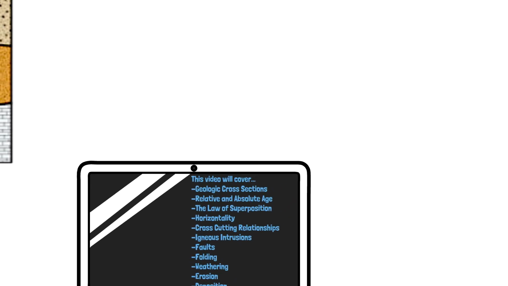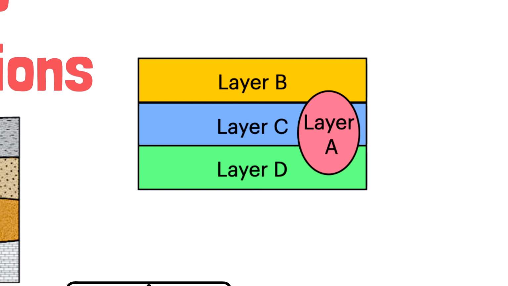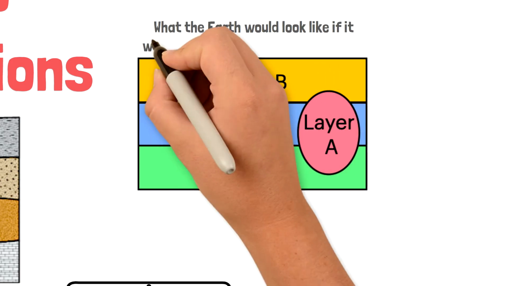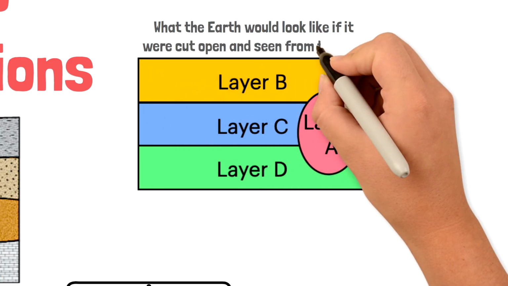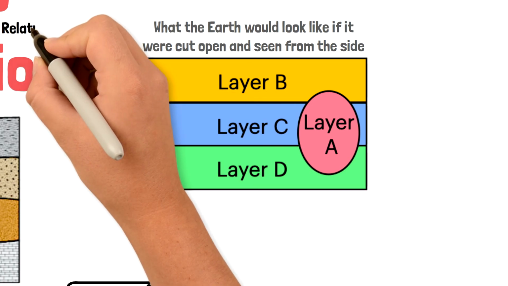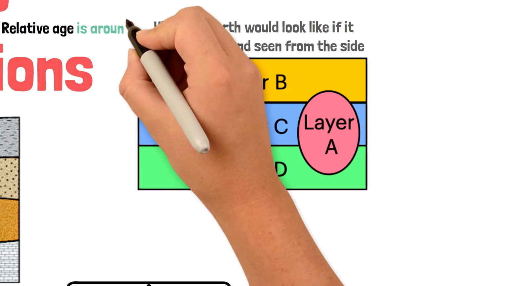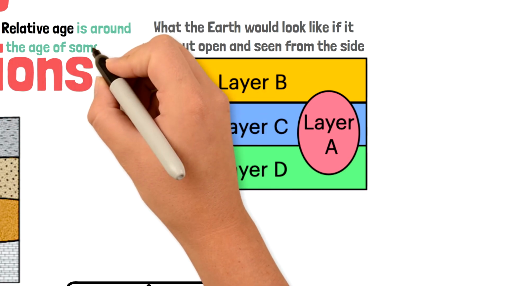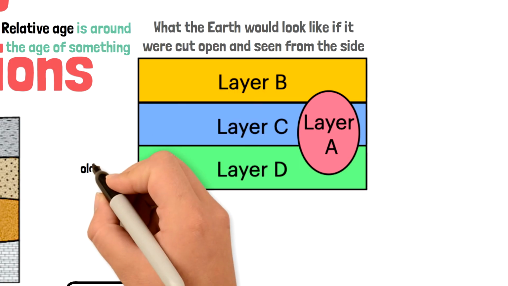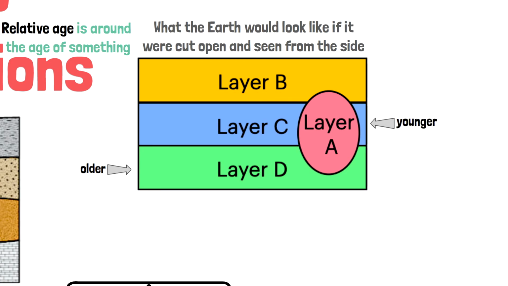First, let's discuss what a geologic cross-section is. A geologic cross-section is just what the Earth would look like if it were cut open and seen from the side. When we look at geologic cross-sections, we can determine the relative age of the layers within the soil. Relative age is around the age of something. For example, if we say that layer D is older than layer A, then we would be describing the relative age.